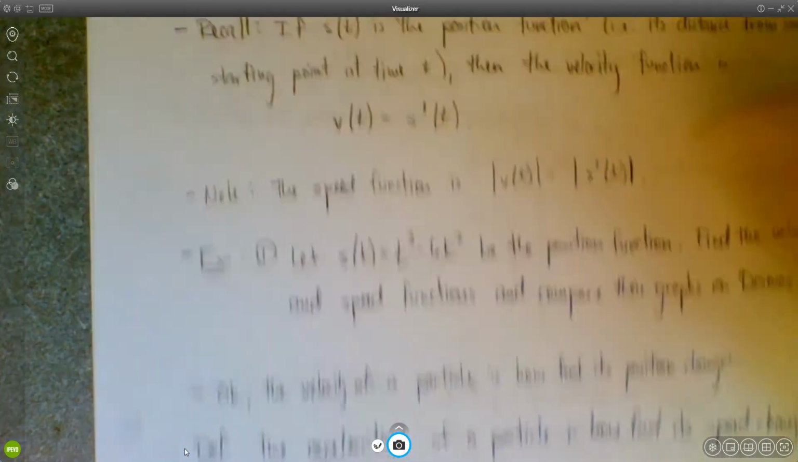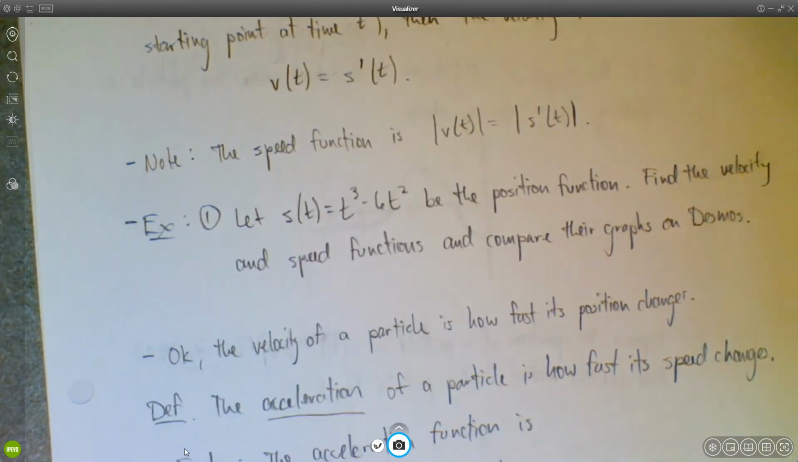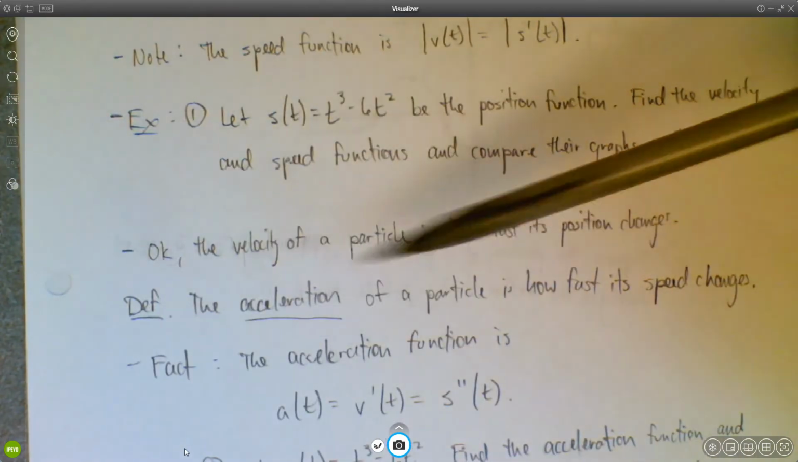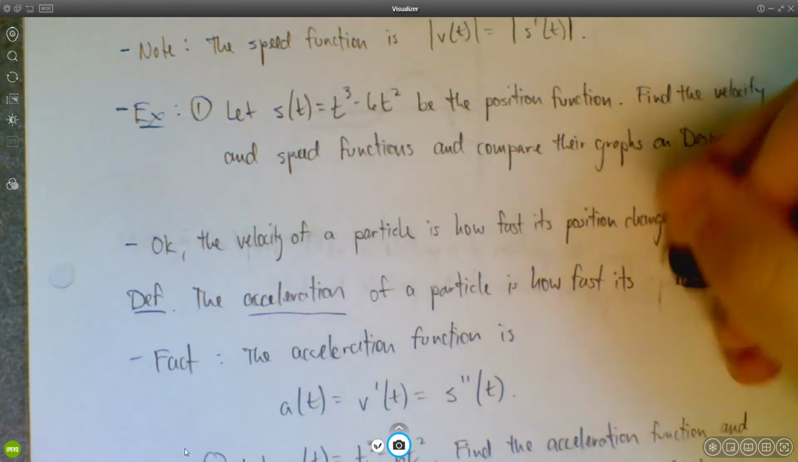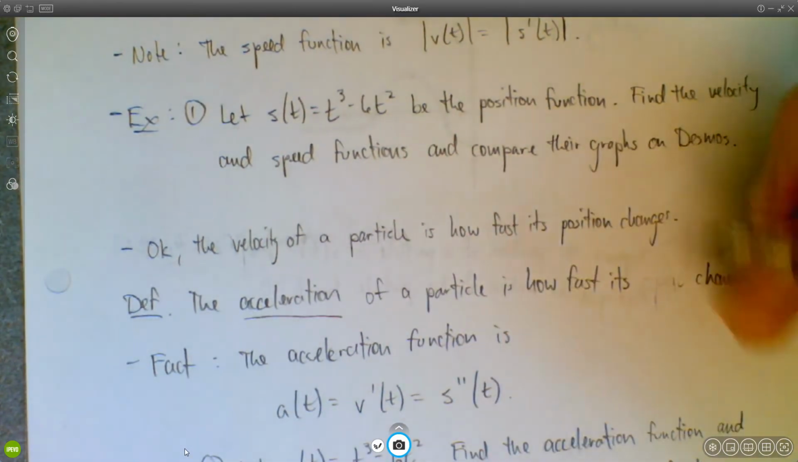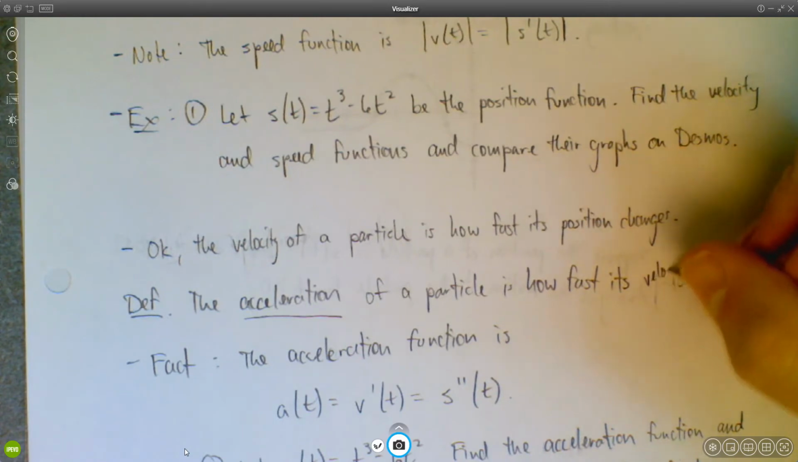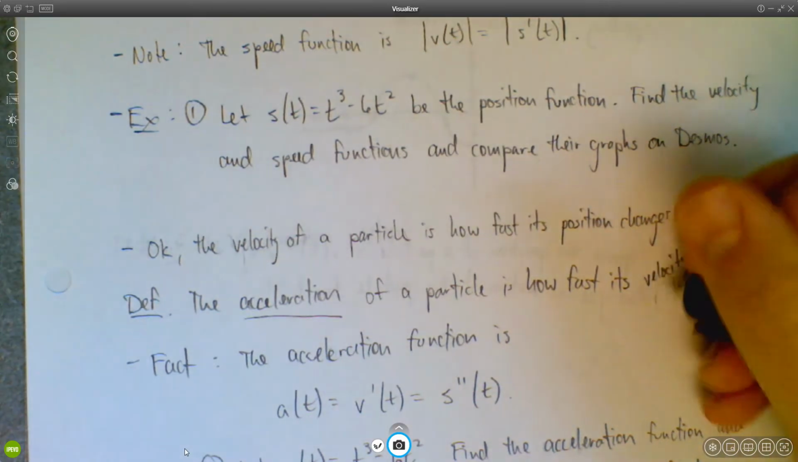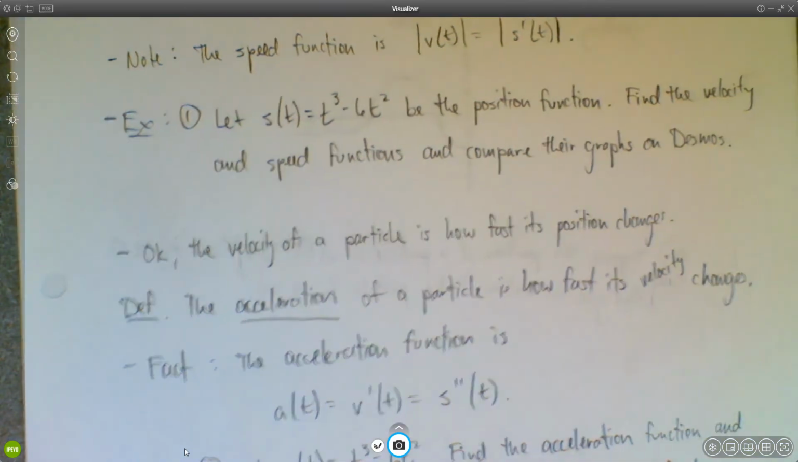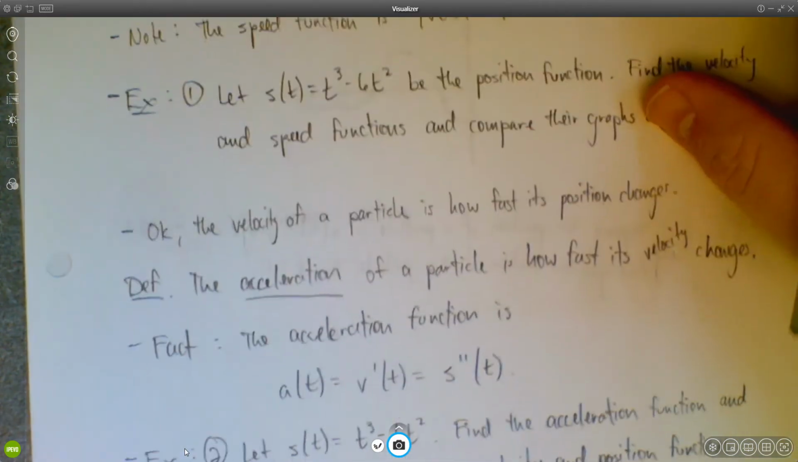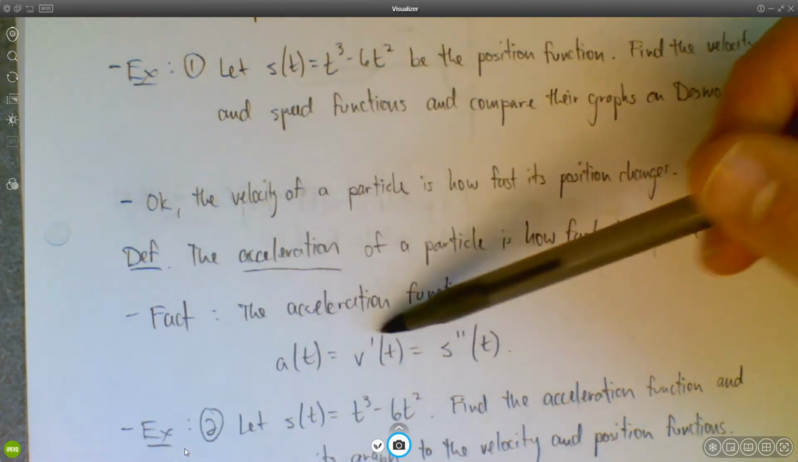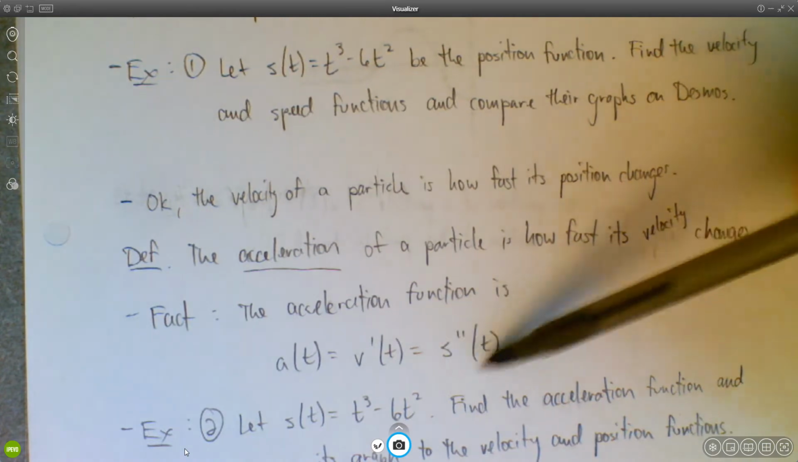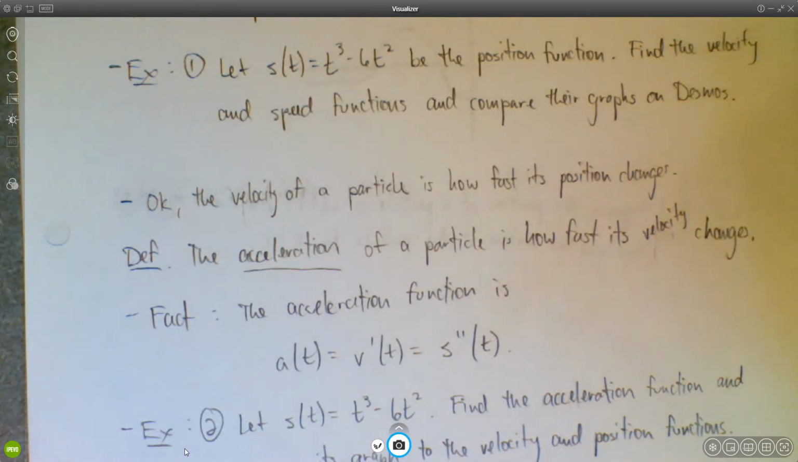All right. So the velocity of a particle is how fast its position changes. The acceleration of a particle is how fast its speed changes, or really a better way to say it, not its speed, but its velocity. So the acceleration of a particle is how fast its velocity changes. So that tells us that the acceleration function is going to be the derivative of the velocity function, or in other words, the second derivative of the position function.